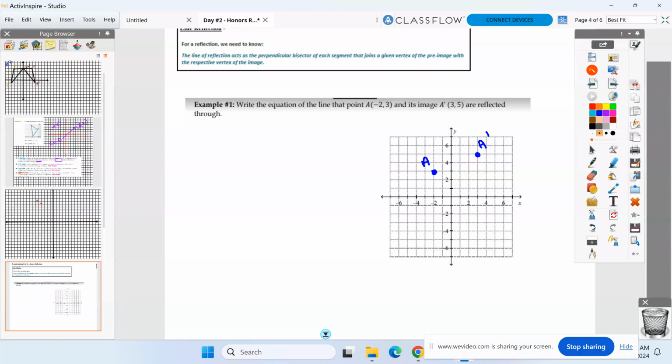I didn't do a great job of this on Friday, but when you have a point and its image and the line of reflection, I don't think I talked maybe at all about this. Did I talk at all what the line of reflection does to that segment if you connect it? Okay, so lightly right now, with your pen or pencil, whatever you're working with, go ahead and make a segment out of A and A prime, lightly.